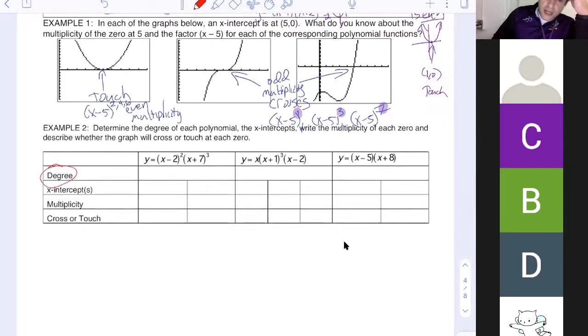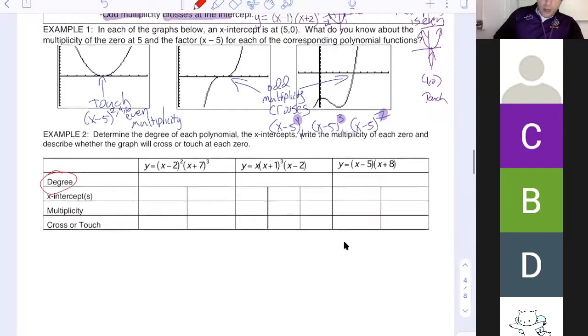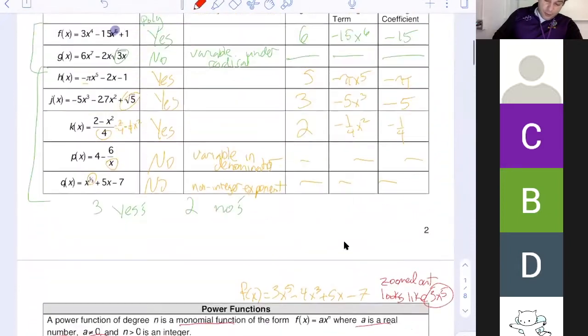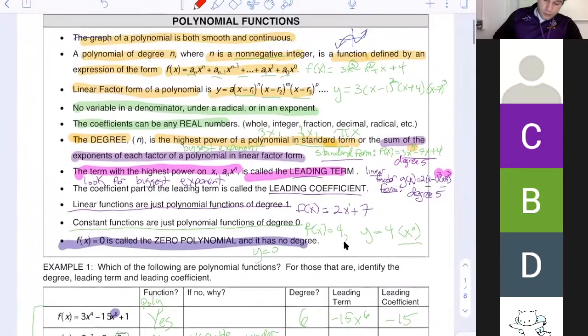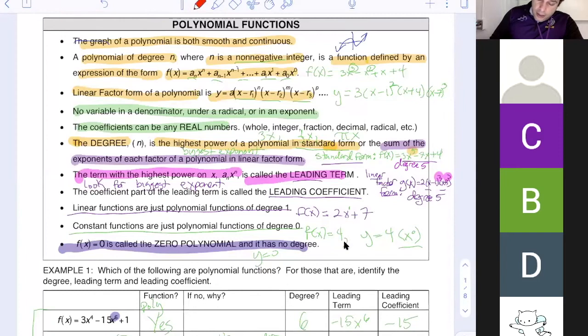Now, these are all in linear factored form, which means, going back to the first page, the degree is the sum of the exponents of each factor of a polynomial in linear factored form. So if I'm going to find a degree, I need to add the exponents.